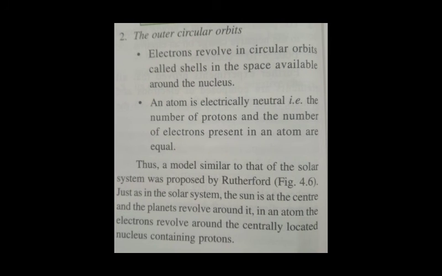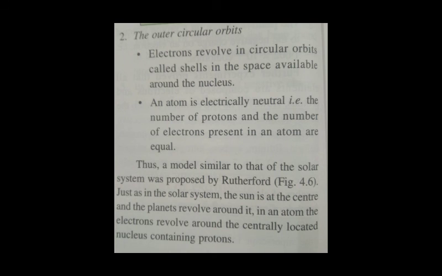Second part of the atom is the outer circular orbit in which electrons are revolving, right? Electrons revolve in circular orbits called shells in the space available around the nucleus. An atom is electrically neutral. How is an atom electrically neutral? Equal positive charge inside and equal negatively charged electrons are revolving around the nucleus.